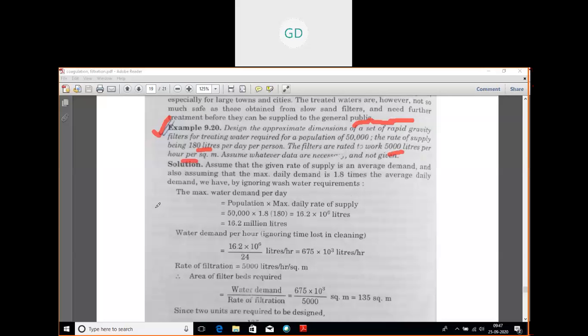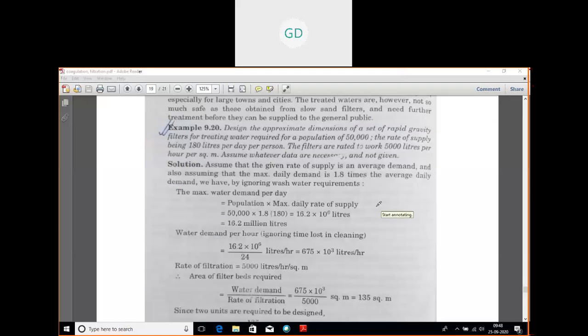So again, same procedure we will continue. Like we will first find the maximum daily demand from your average daily demand. Here they have done it combinedly. First of all, your population into the per capita demand, and then the maximum daily demand. So you can also find the average daily demand first.